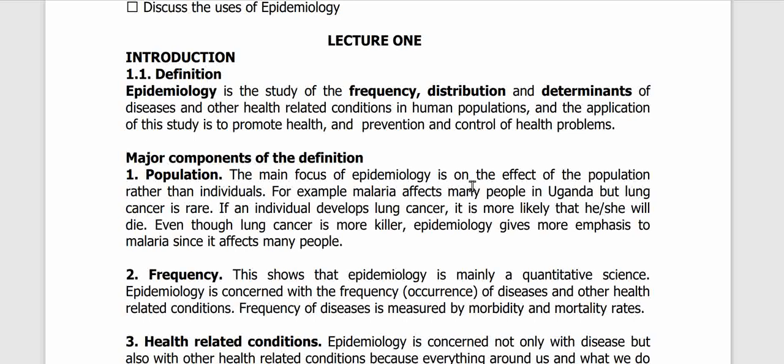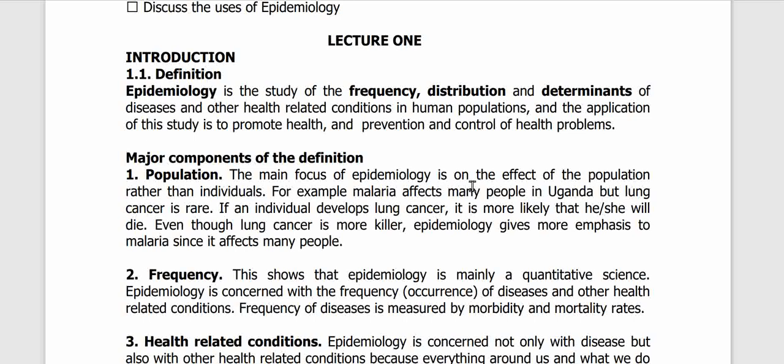So epidemiology, in summary, focuses on a disease which is killing many people. Now, last time we had corona, COVID-19. So when COVID-19 was killing many people, people were saying that the Ministry of Health is not putting much concern on other diseases like HIV and malaria, and people were saying people are dying every day, and yet these other diseases are also killing people.